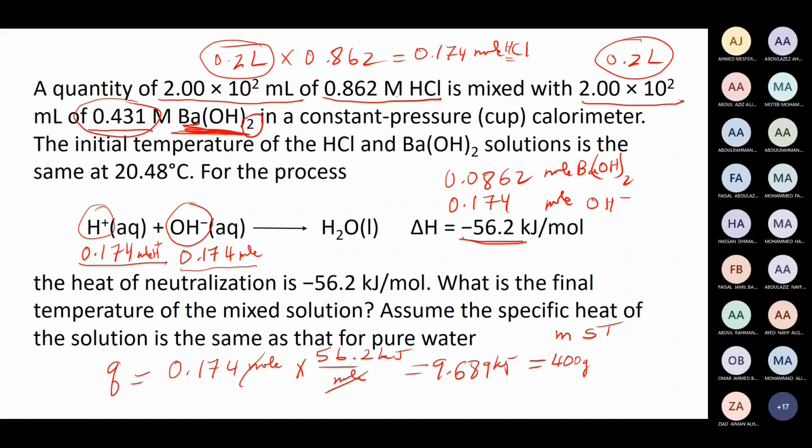Specific heat of water is given to you in the periodic table, but what is it? 4.184 times delta T, not T, but delta T. So calculate delta T.